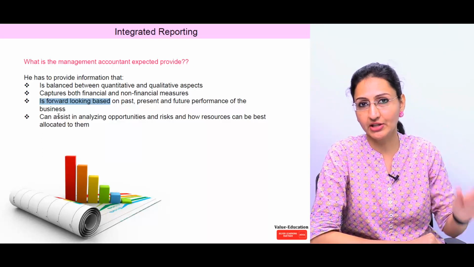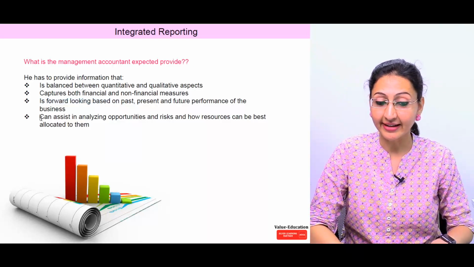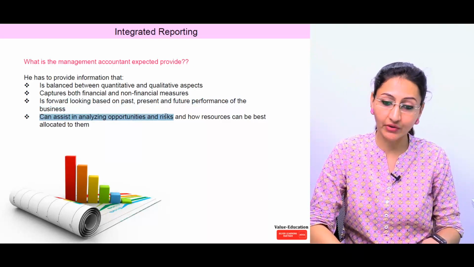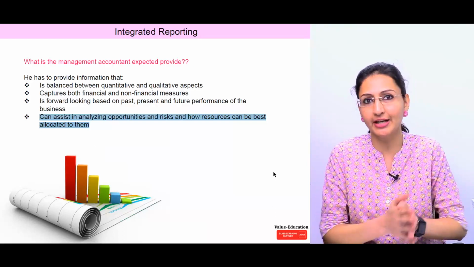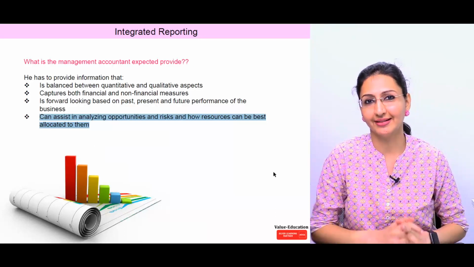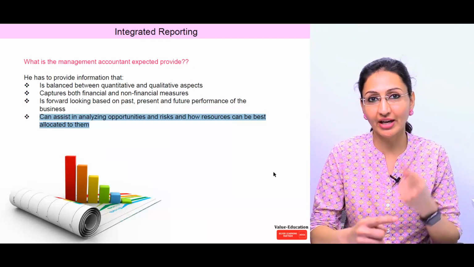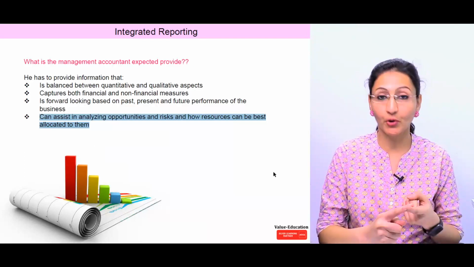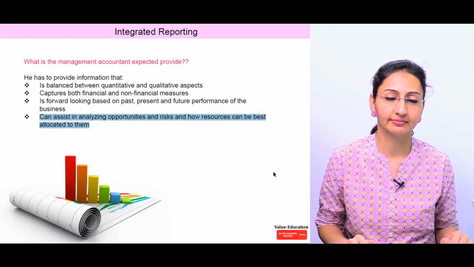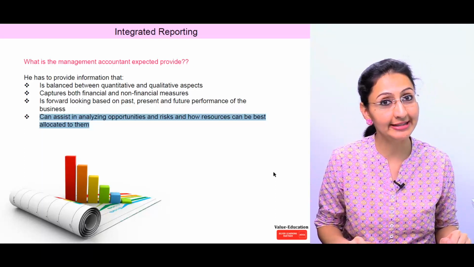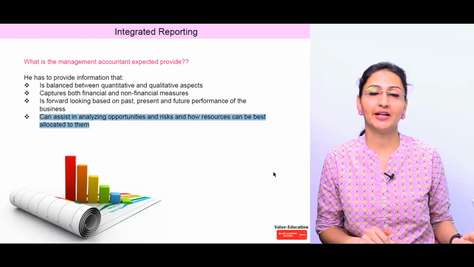A sort of recommendation is always sought from a management accountant nowadays, right? Then he can assist in analyzing opportunities and risks and how resources can be best allocated. So as I said, a recommendation of what should be done. When he recommends, obviously he will first have to see what challenges the business is facing, what opportunities the business can actually utilize, what opportunities can really materialize, and what all is needed for that. So he has to give that recommendation also.